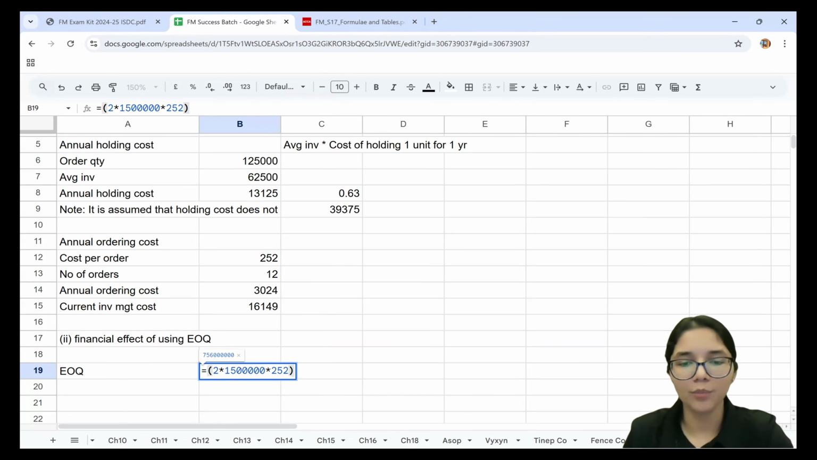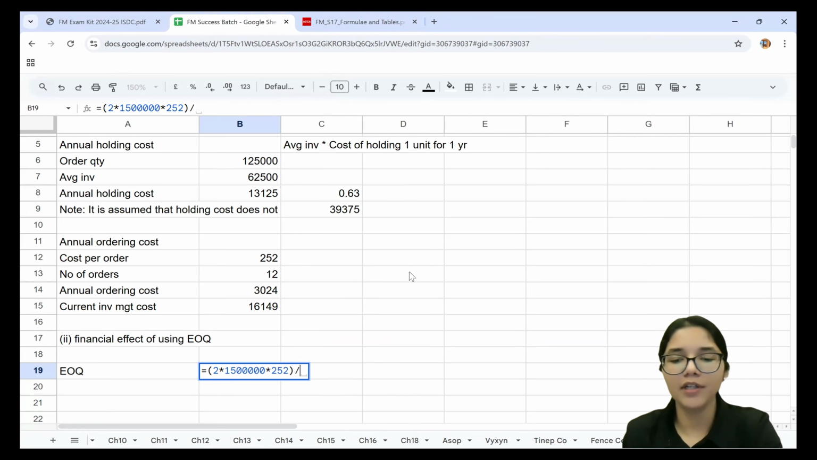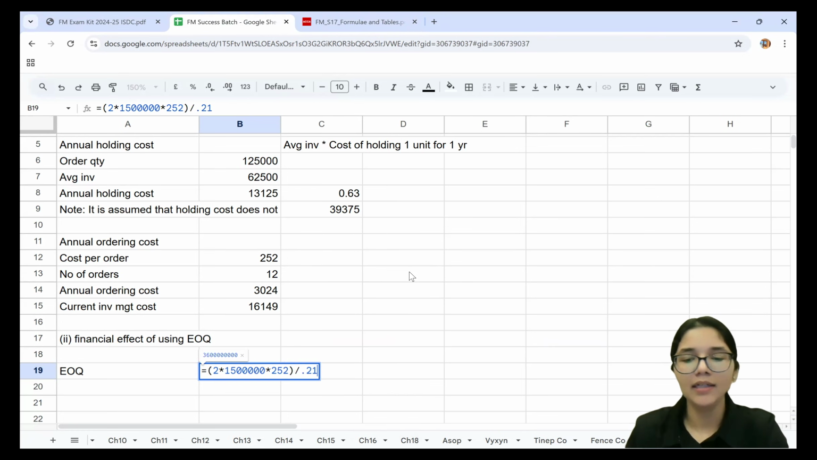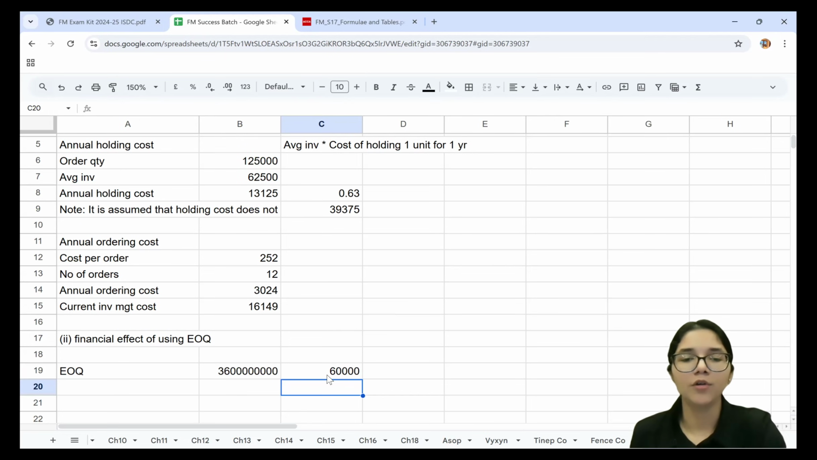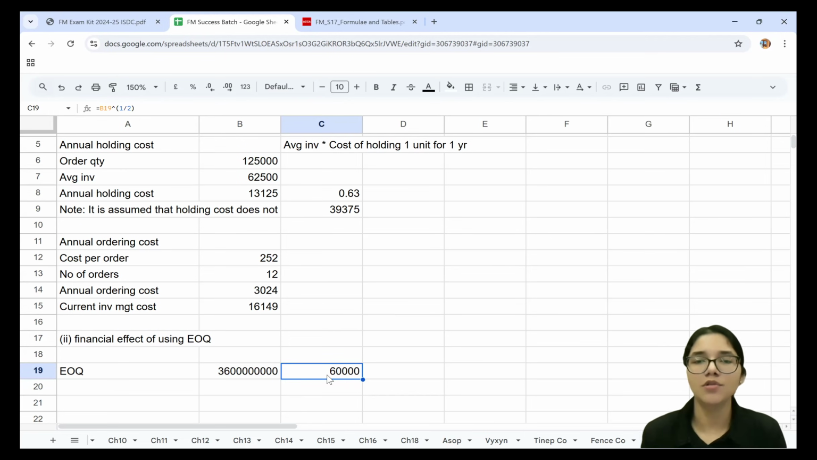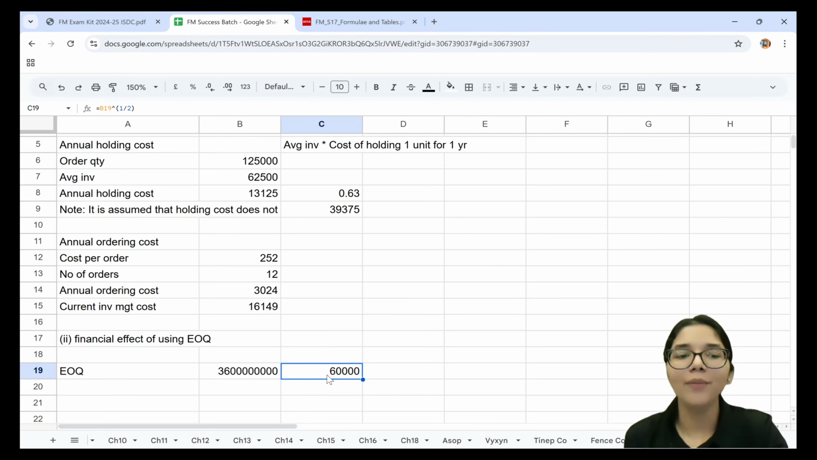This is my numerator. Then the formula for the denominator wants you to take the holding cost. The holding cost was also given to you directly as 0.21. And then for this whole figure, you have to take the square root, so you can simply raise it to the power of 1 by 2. So this is the EOQ. That means if the business wants to use the EOQ model, how many units should they place an order for in one go? How many units should I order in one go?